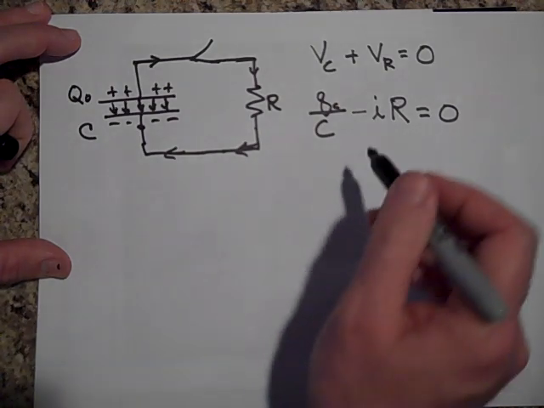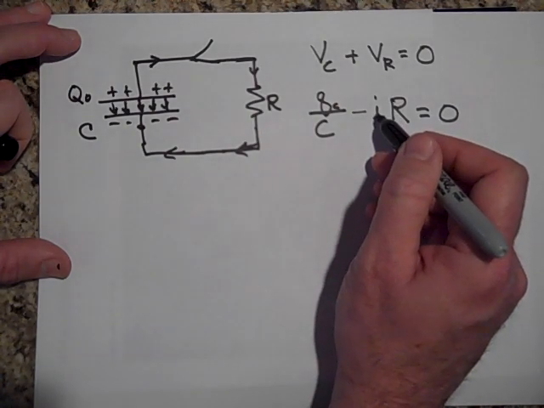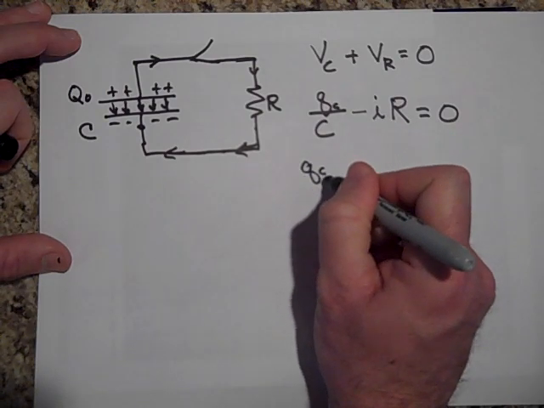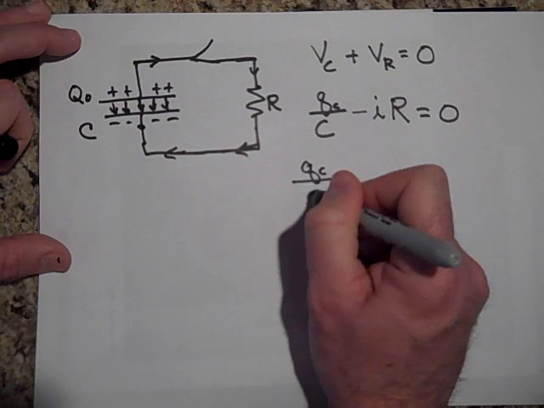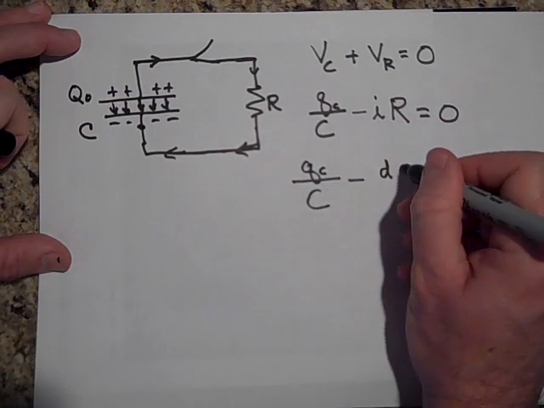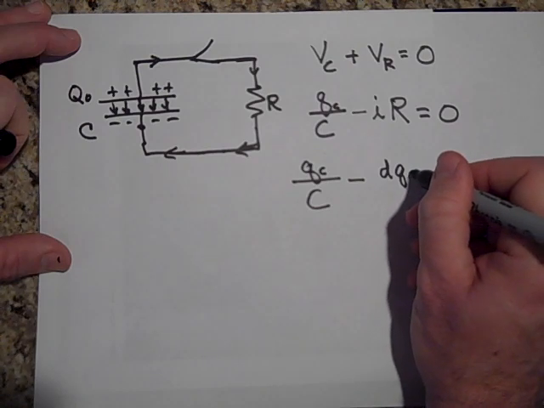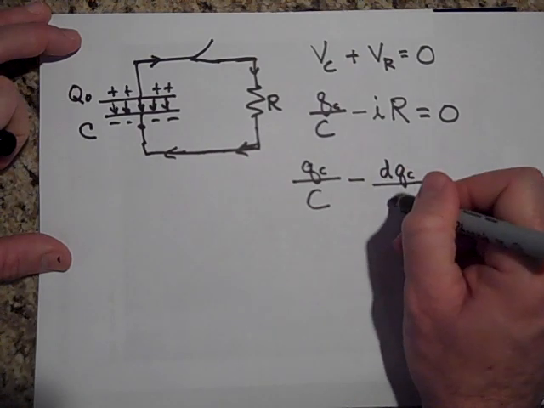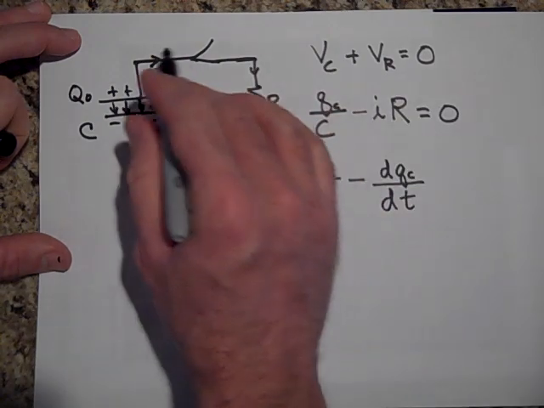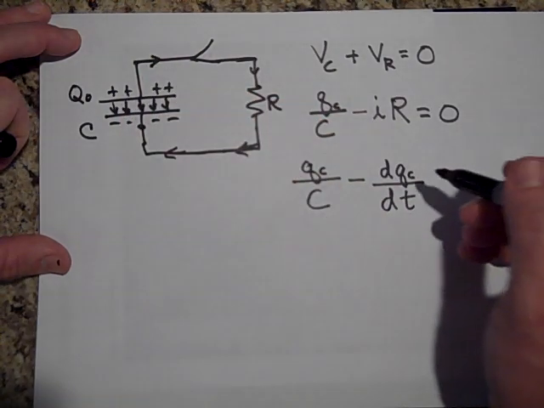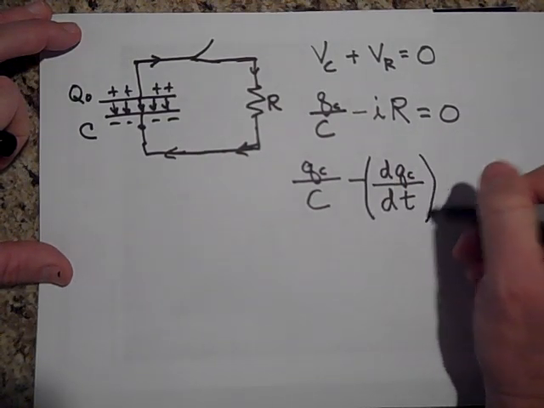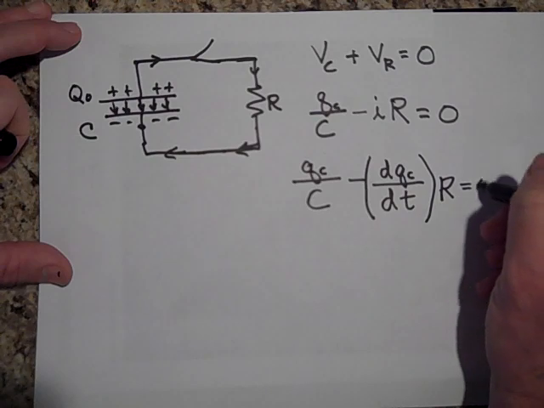So I'm going to replace this I with dq dt. So Q sub C over C minus, now this is dq dt. But if I'm going to have it be the Q on the capacitor, how it changes with time, that's related to the current through here. Then it being dq dt, I want you to see something here. Let me just complete this. Times R is equal to 0.